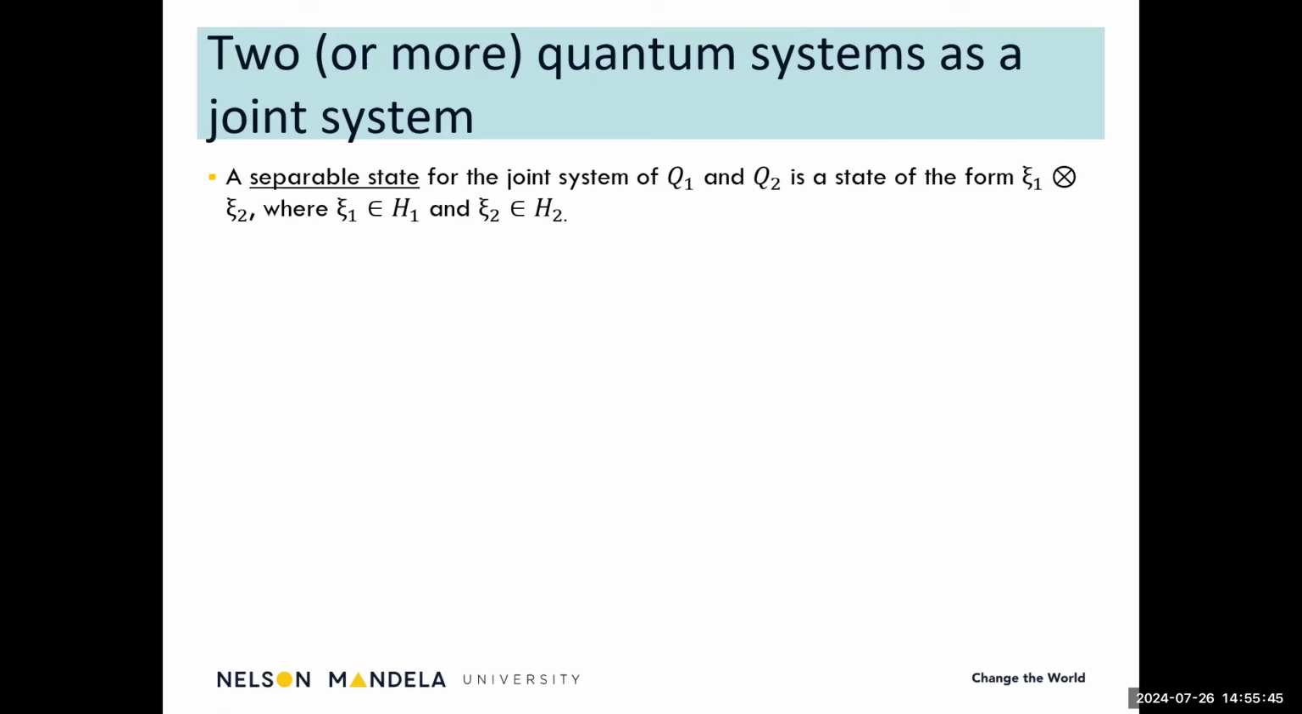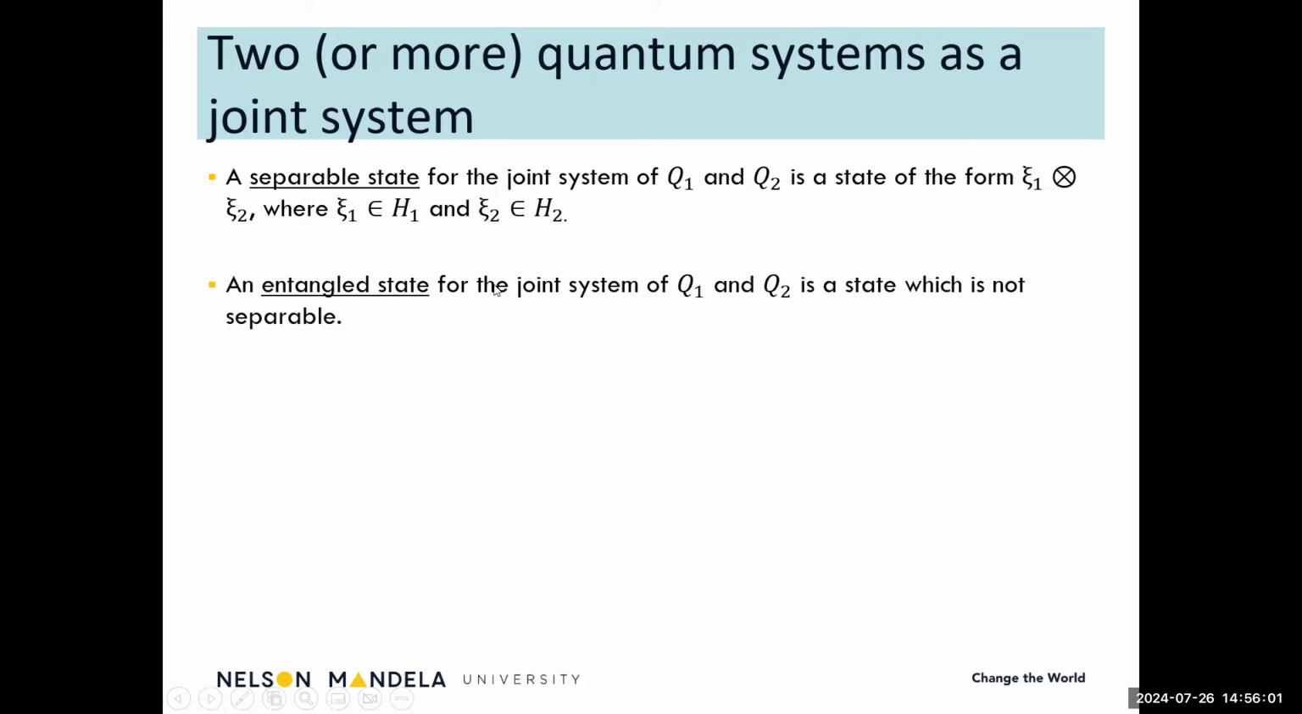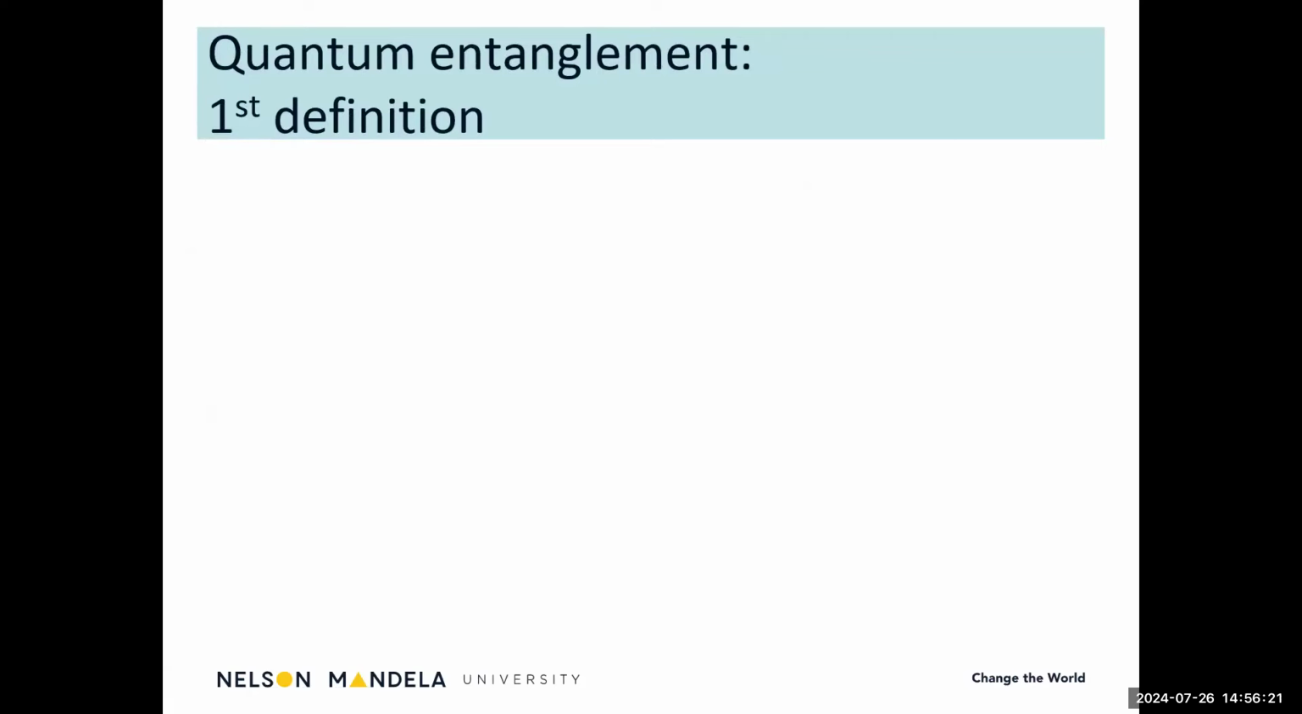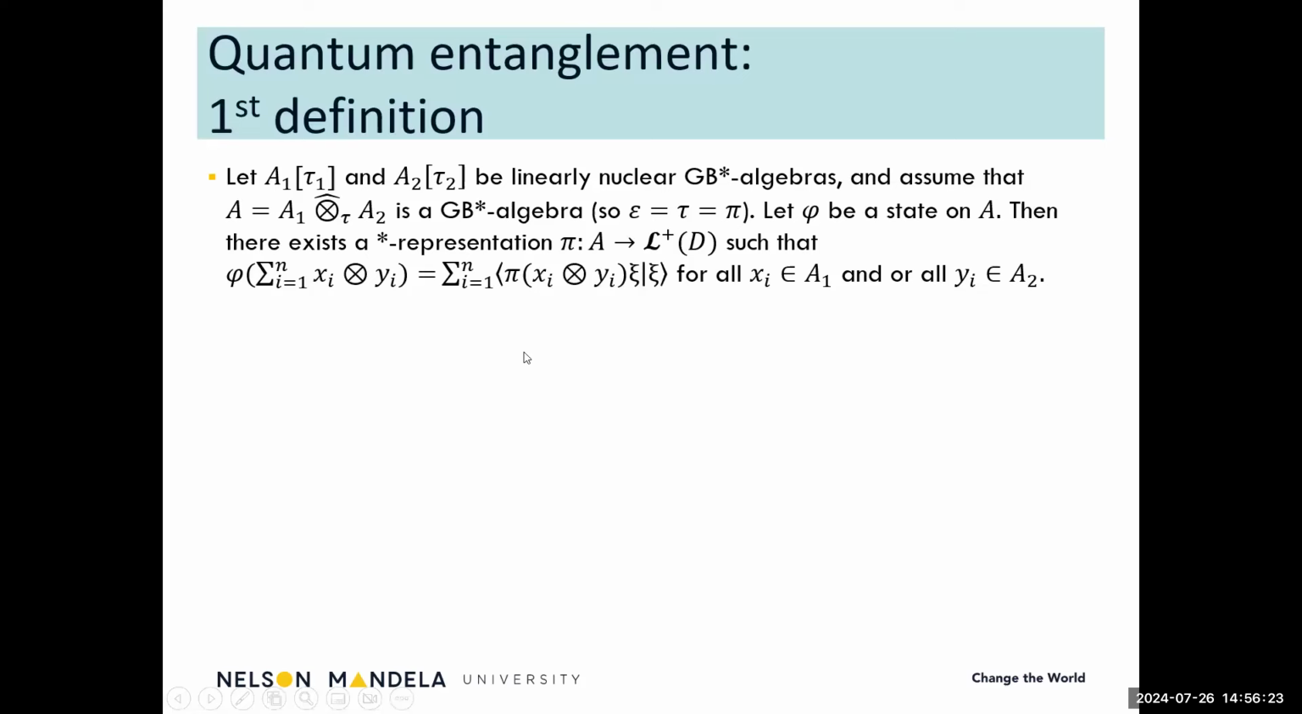And then a separable state for the joint system will be an elementary tensor of 2 states. So C1 coming from H1 and C2 coming from H2. And then an entangled state for the joint system of Q1 and Q2 is any state which is not separable. So not expressible as an elementary tensor. Now, the reason I mentioned this is because now this makes it possible to see how one can actually bring quantum entanglement into the GB star setup.